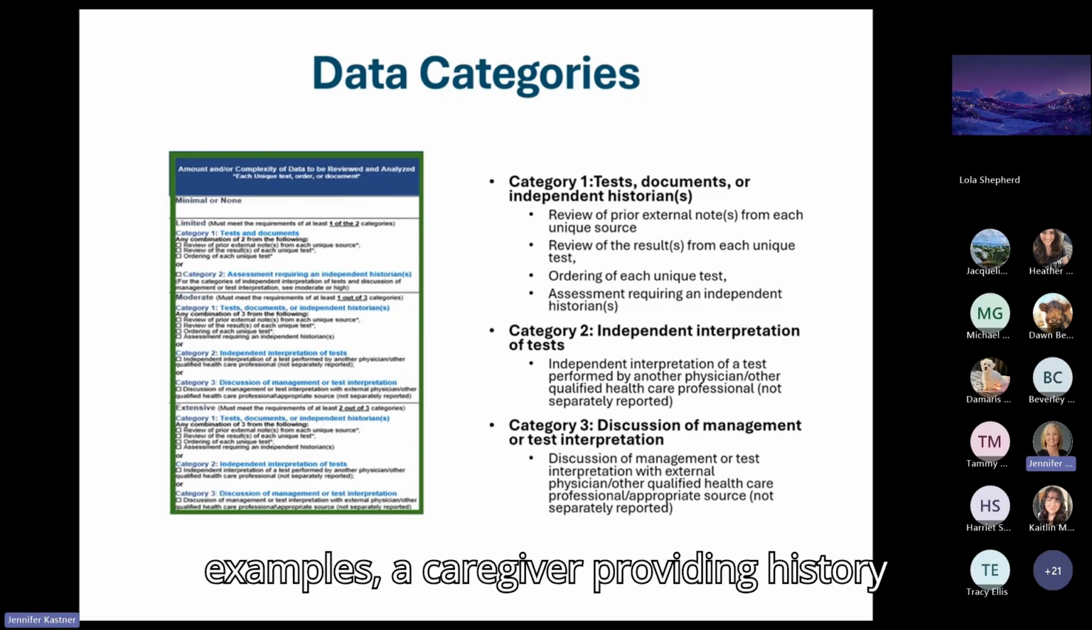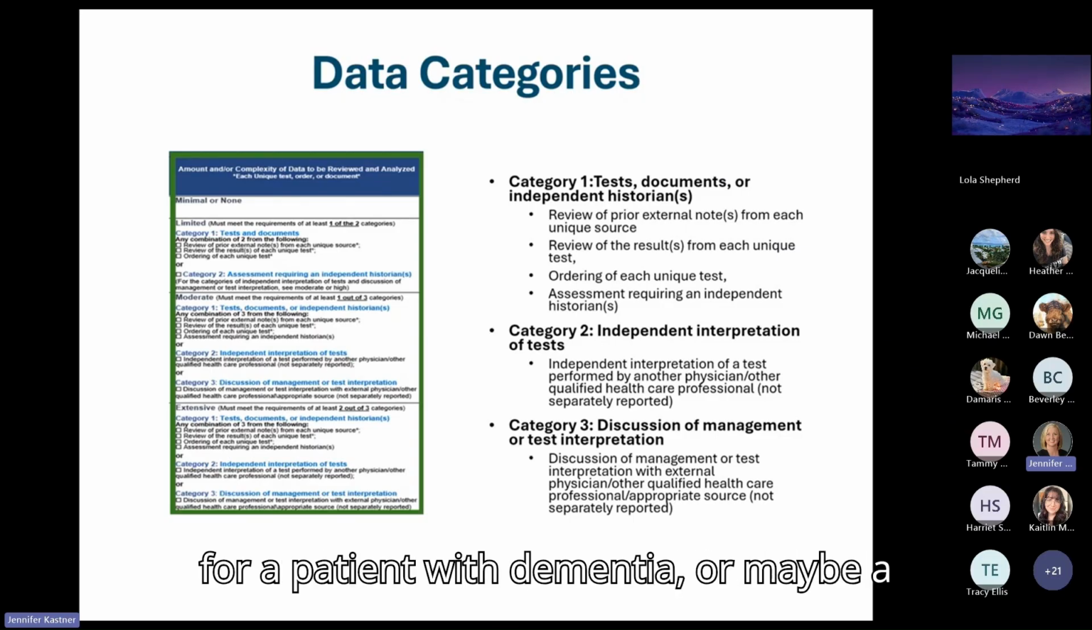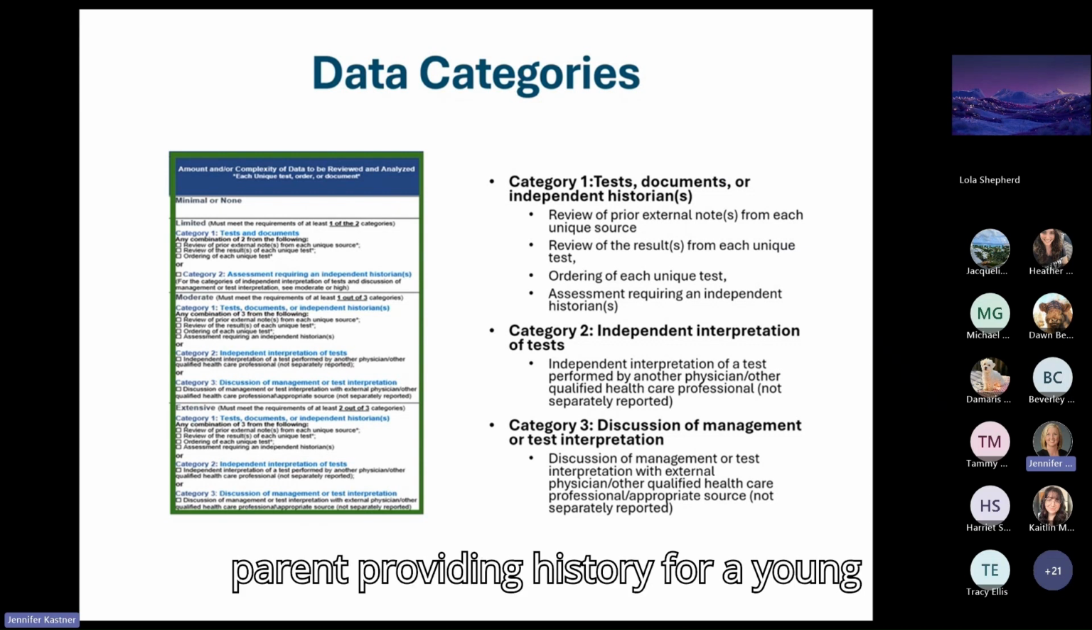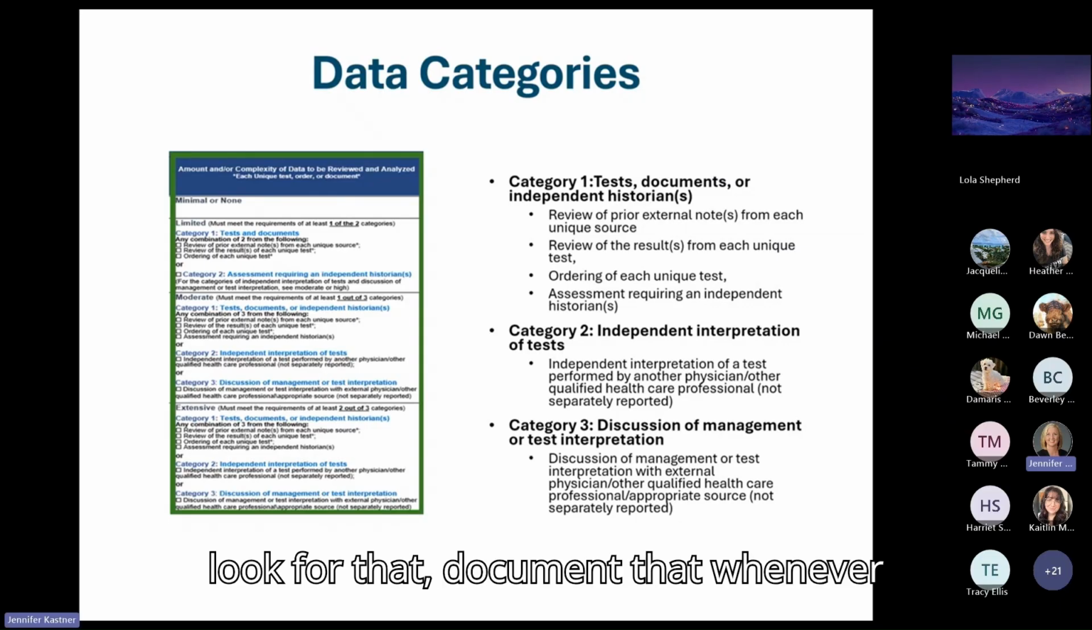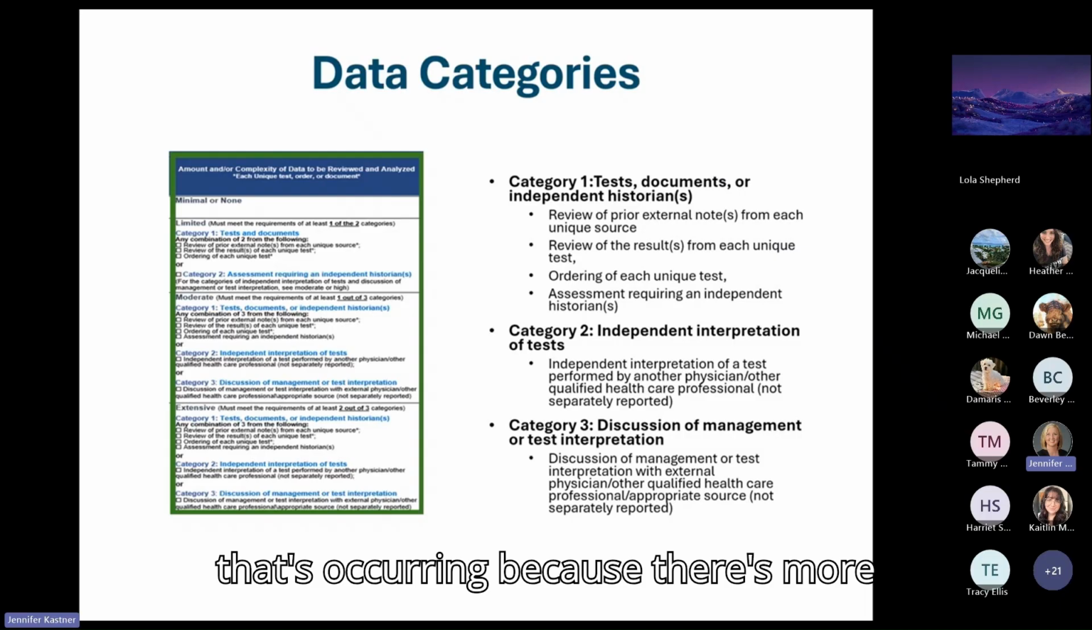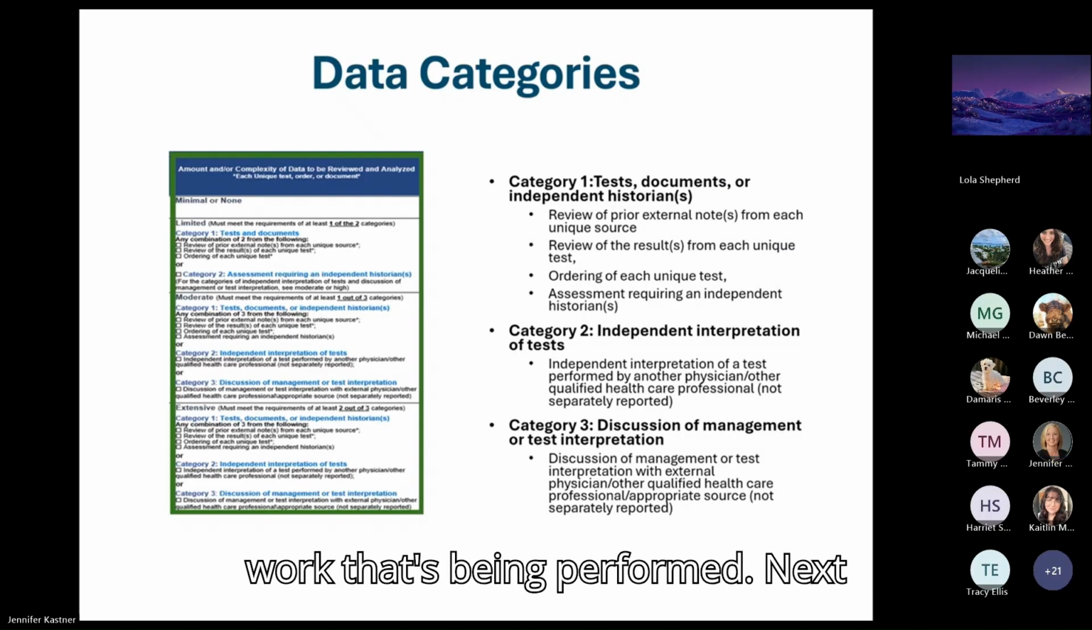So a couple examples: a caregiver providing history for a patient with dementia, or maybe a parent providing history for a young child. So we would look for that, document that whenever that's occurring, because there's more work that's being performed.